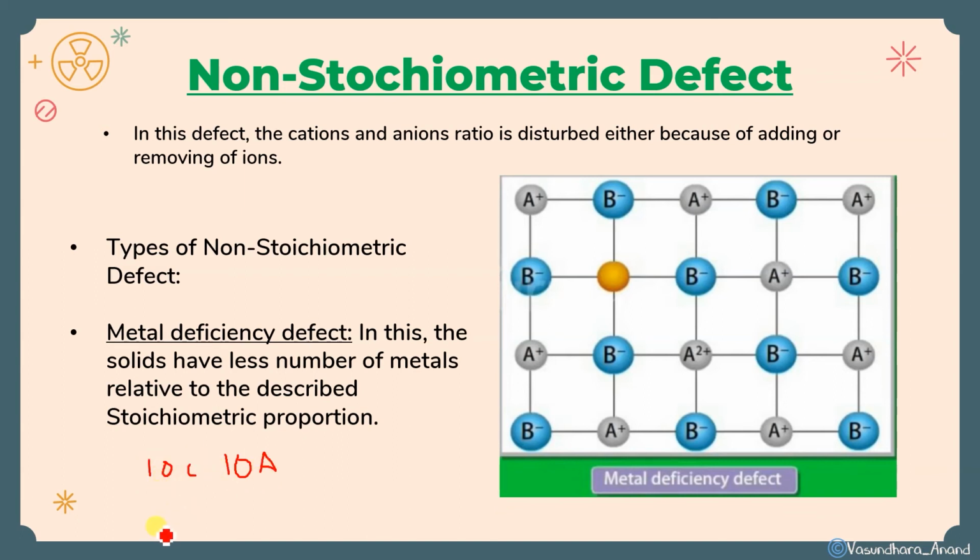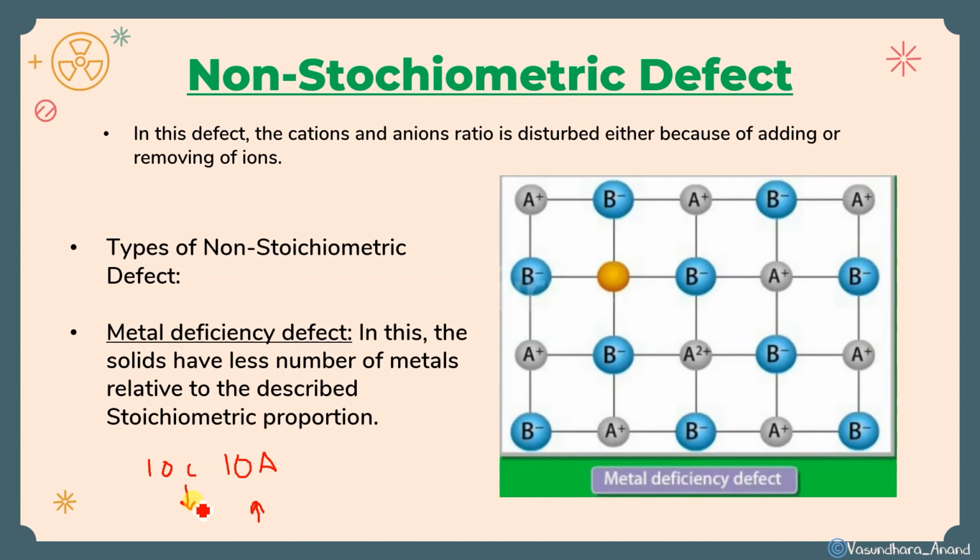So that can be done in two ways. Either the anion will increase by one more, it becomes 11 and the cation remains constant. In that case it would be called anion excess defect. So this is metal deficiency defect, right? The cation should be less. It can happen in two ways: either the number of anions increases, so the cation is relatively less, or the number of cations decreases, so the cation is less. Did you get that? Two ways.